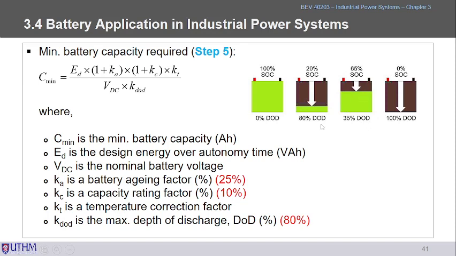So what is recommended normally for the DOD is a minimum of 40%, 40 to 80%. Then we have to discharge again. So that means the DOD is 60 to 80.